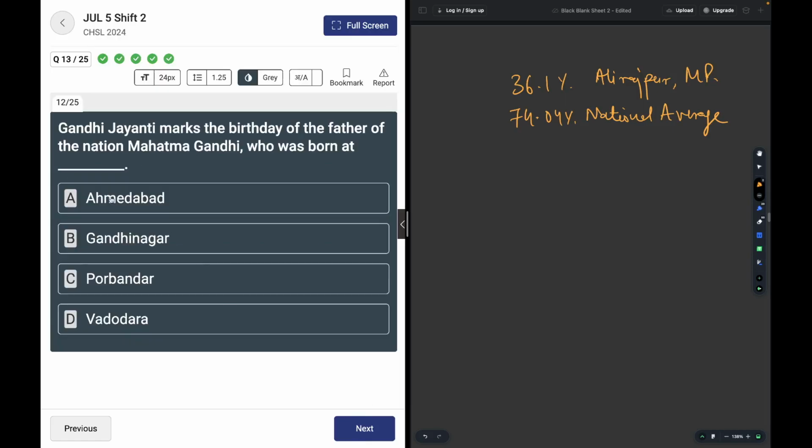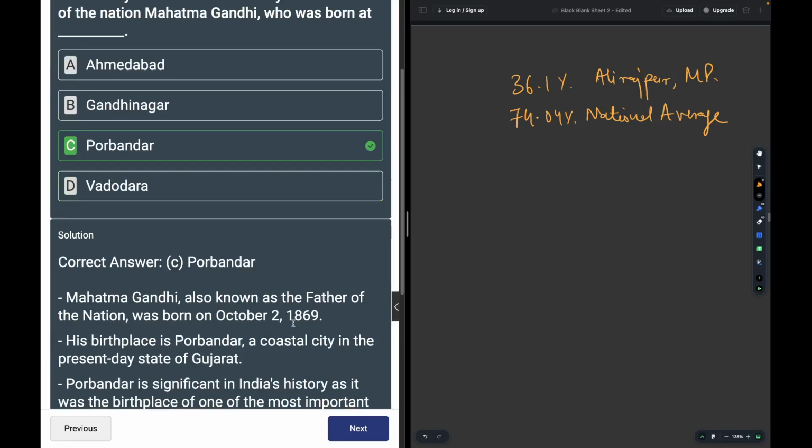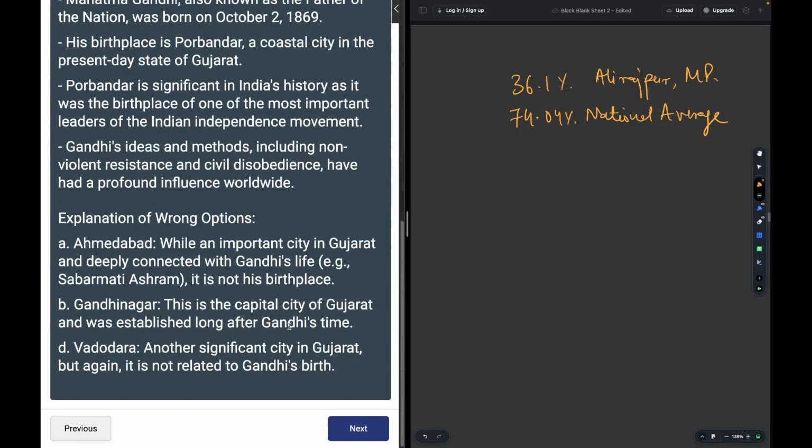Moving on. Gandhi Jayanti marks the birth of the father of the nation, Mahatma Gandhi, who was born at Porbandar. All the cities mentioned here are from Gujarat, and he was born in Porbandar. Ahmedabad is important because Sabarmati Ashram was in Ahmedabad. Gandhinagar is the capital city.